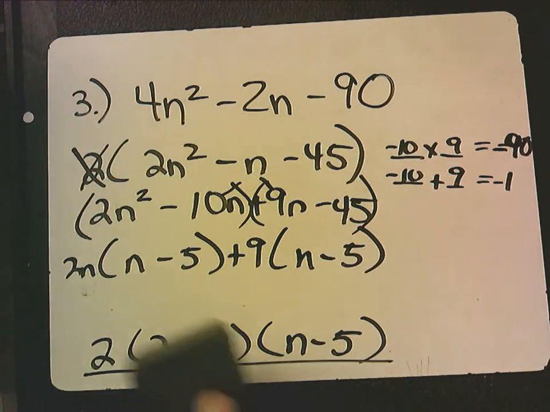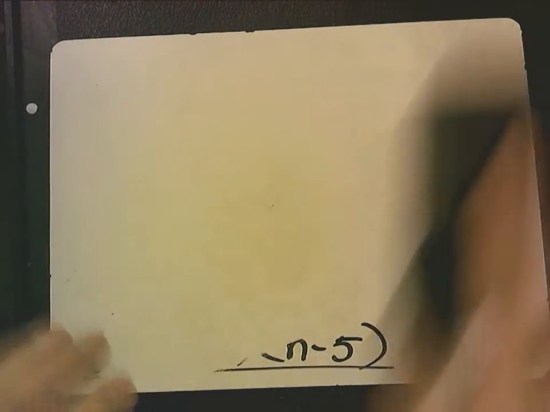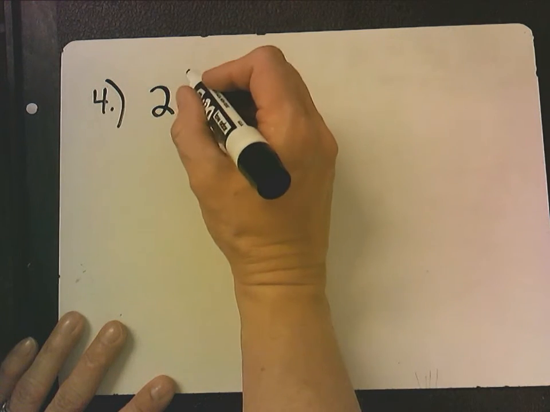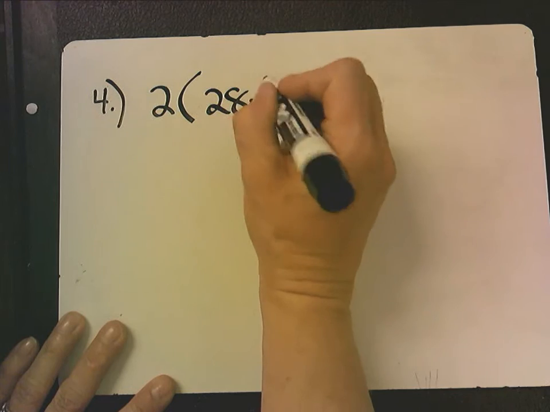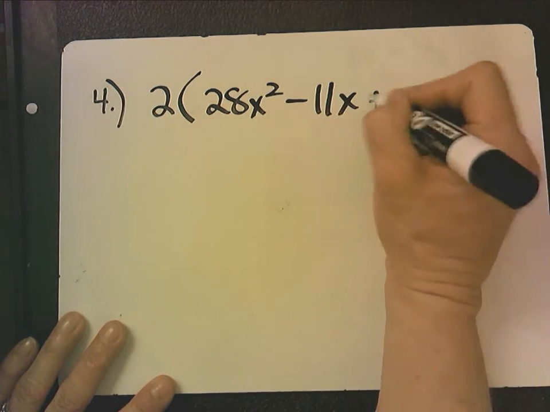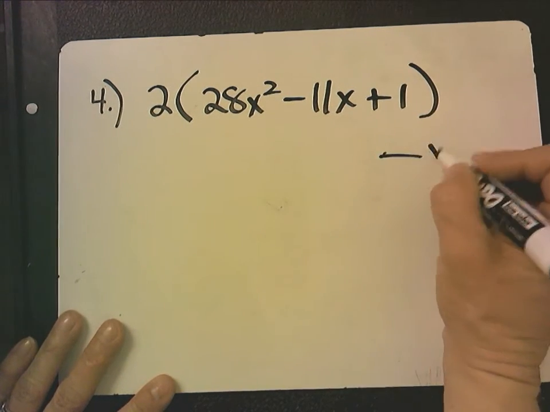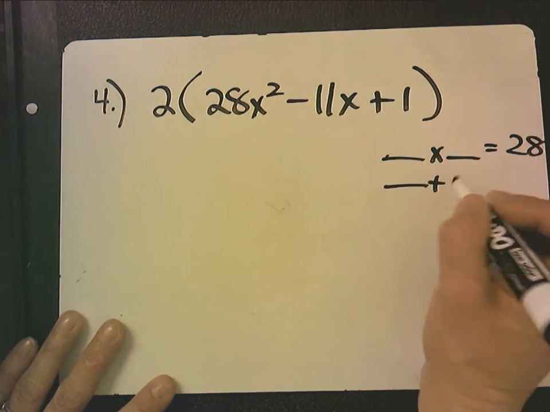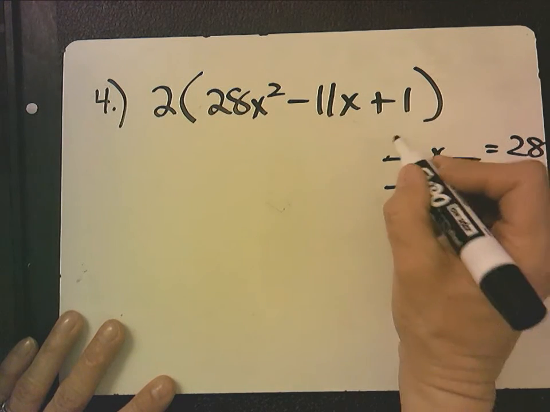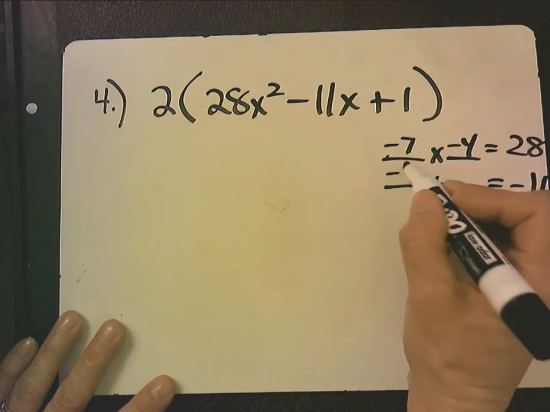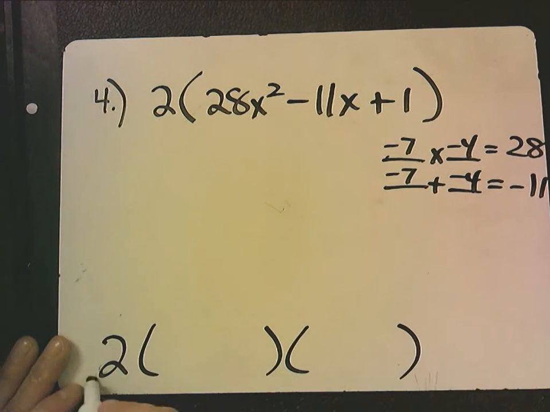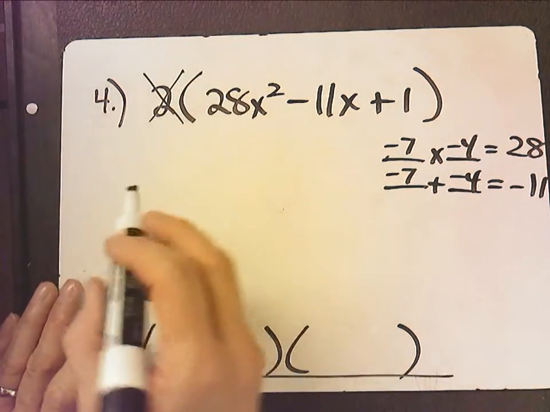Okay? So now, let's look at number 4. And for number 4, again, I can factor out a 2. So I factor out a 2, and now I'm looking for two numbers that when multiplied equal positive 28, but add up to negative 11, and that's going to be negative 7 and negative 4. I'm going to put 2 at the bottom on my answer line and not worry about it now.